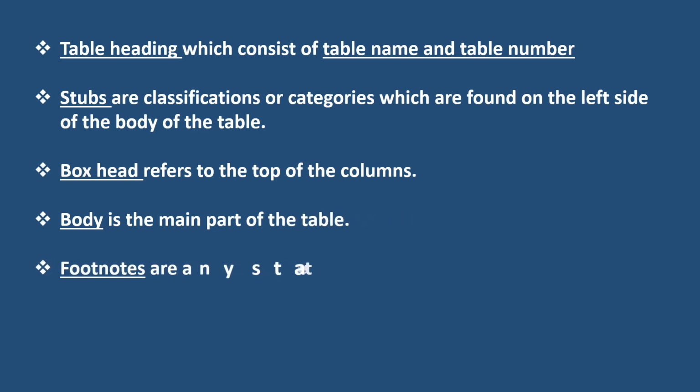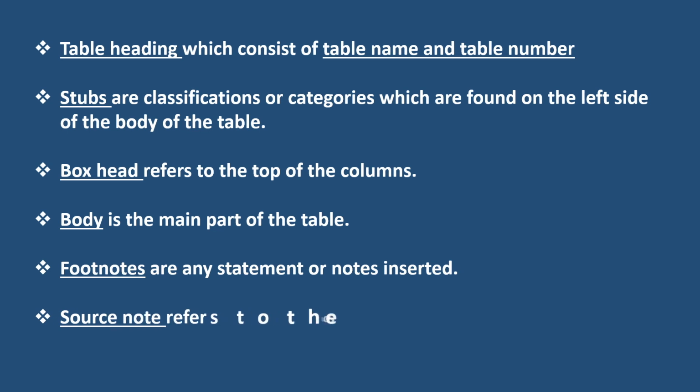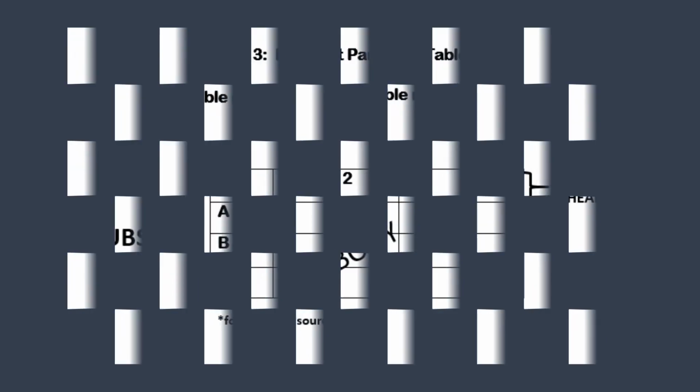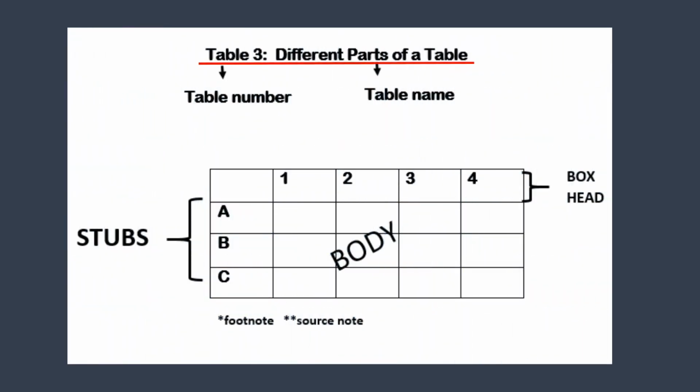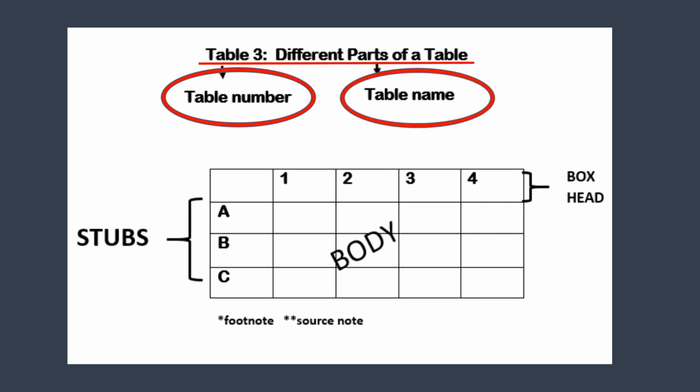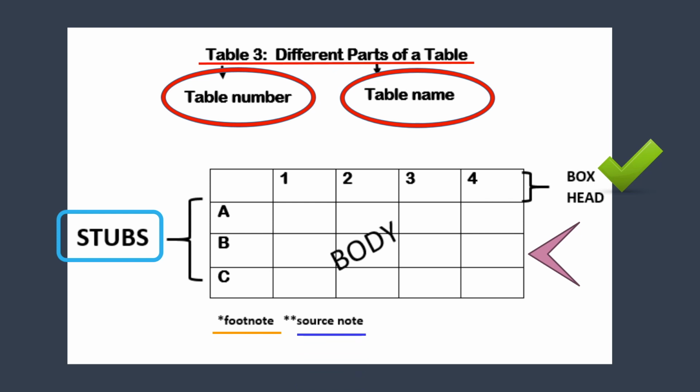Next is the body, which is the main part of the table. At the bottom part of the table are what we call the footnotes and the source note. For example, this is the table heading comprising of table number and table name. Stubs A, B, C. Box head 1, 2, 3, 4. Body, footnote, and source note.